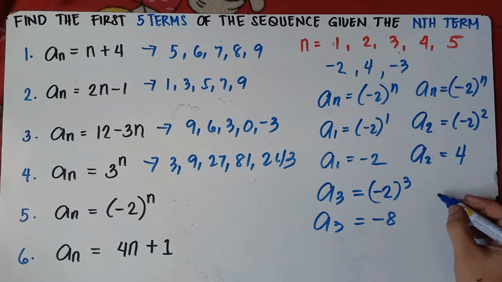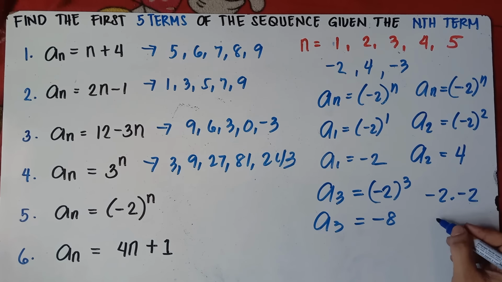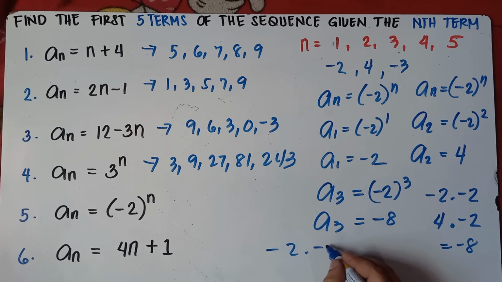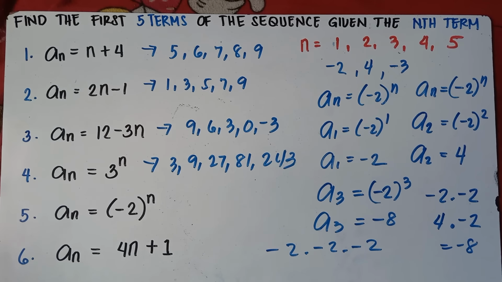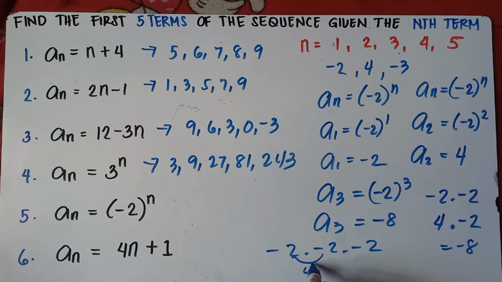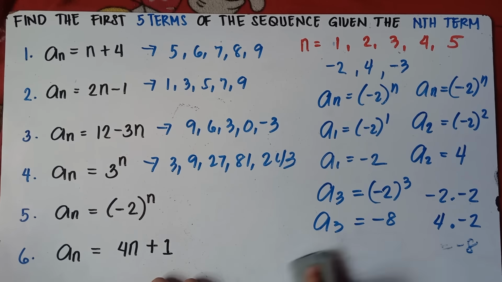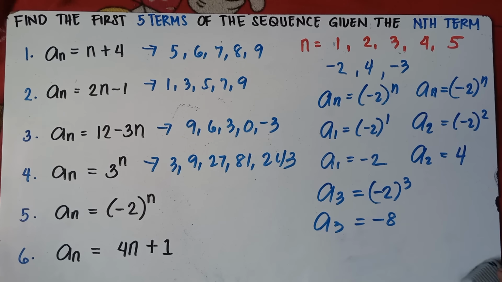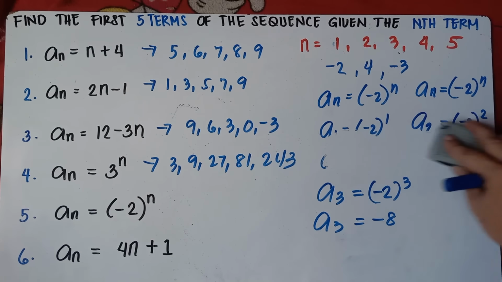Alright, so once again, negative 2 times negative 2, that's positive 4. Times negative 2, that's negative 8. We need to multiply negative 2 three times. Right? Negative 2 times negative 2 is positive 4. Times negative 2, that's negative 8. Alright, let's try to check. Let me just erase this one.